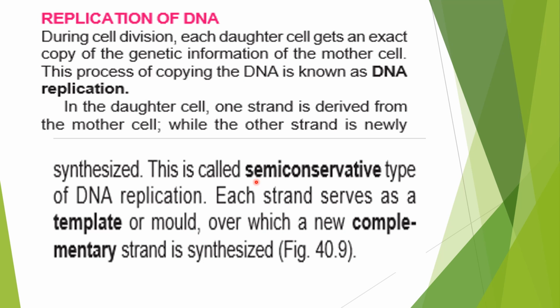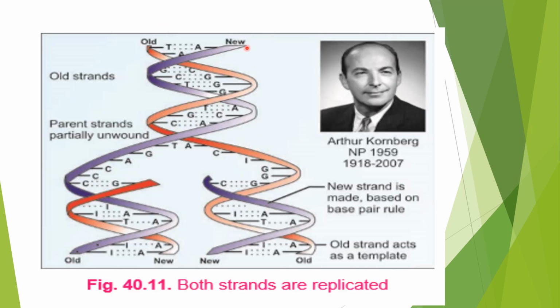It means that during the replication, one old strand or parental strand is used and only one new strand is formed. This is the old strand that comes from the parental DNA, and a new strand is added to it. So we can say that DNA replication is semi-conservative.